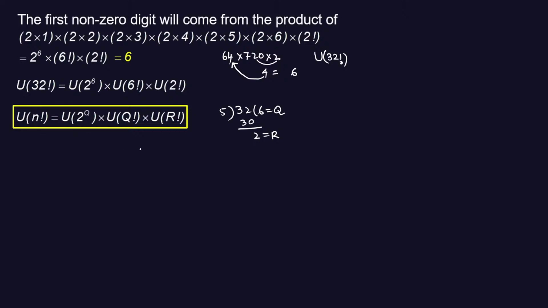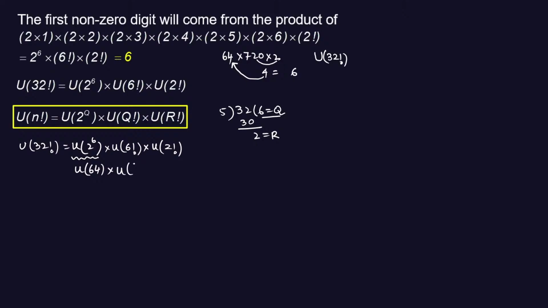Is it clear? In this case, when 32 is divided by 5, we are getting quotient 6 and remainder 2. So I have written u of factorial 32 as u of 2 to the power 6, because 6 is the quotient, factorial 6, and the remainder is 2, so I have given factorial 2. That's it. Now I will calculate the last digit of 2 to the power 6.